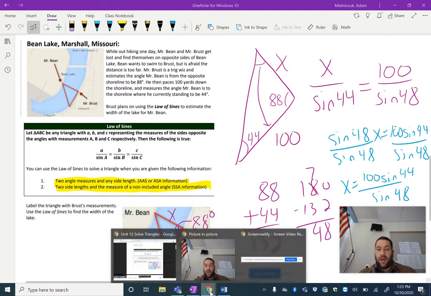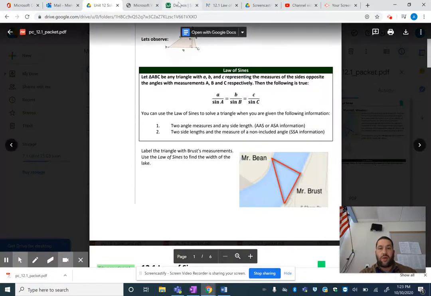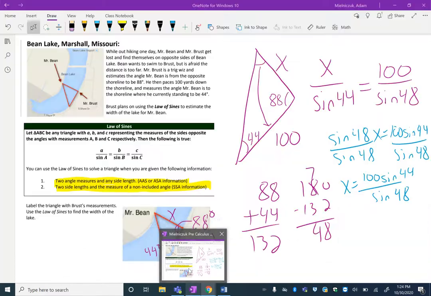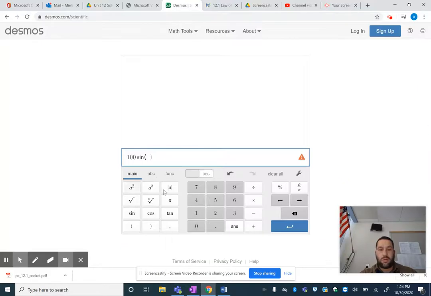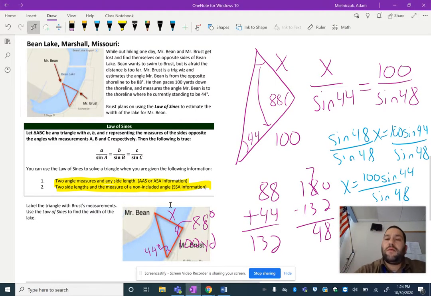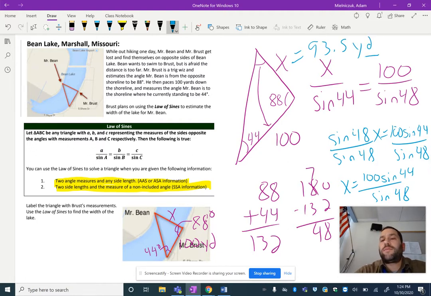From here, we want to go to our graphing calculator. So go on Desmos. Okay, this is the wrong one. I did it wrong the last time. And we want to put in 100 sine, what was it again? Let's take a look. 44. Close it. Division sign, sine 48. Okay, enter, and we're going to estimate that to be about 93.5 feet. Okay, so x will be about 93.5, not feet, yards in this situation.